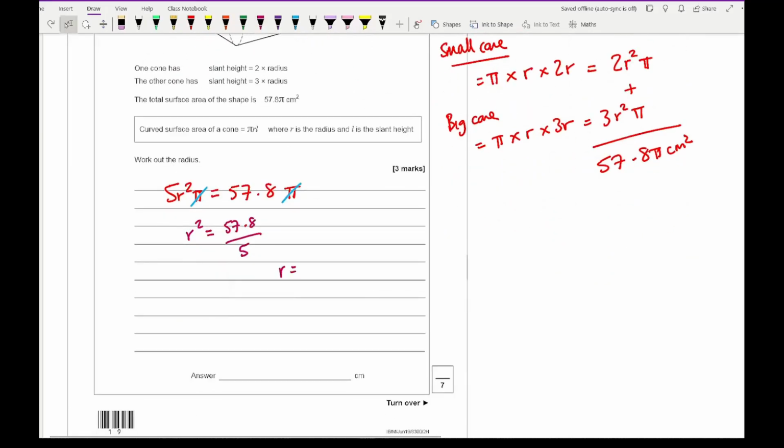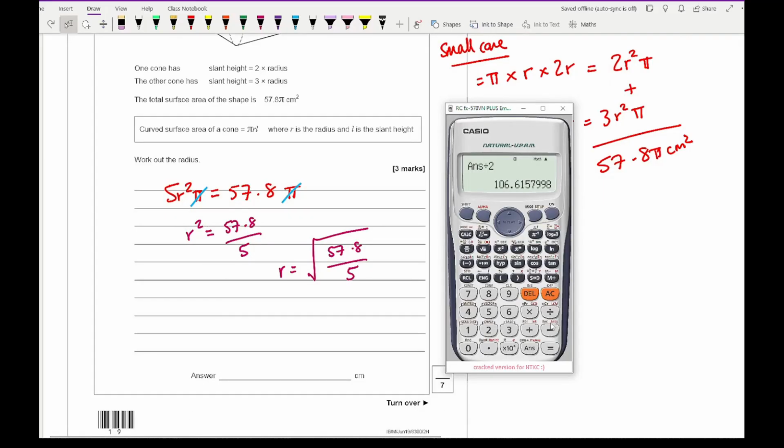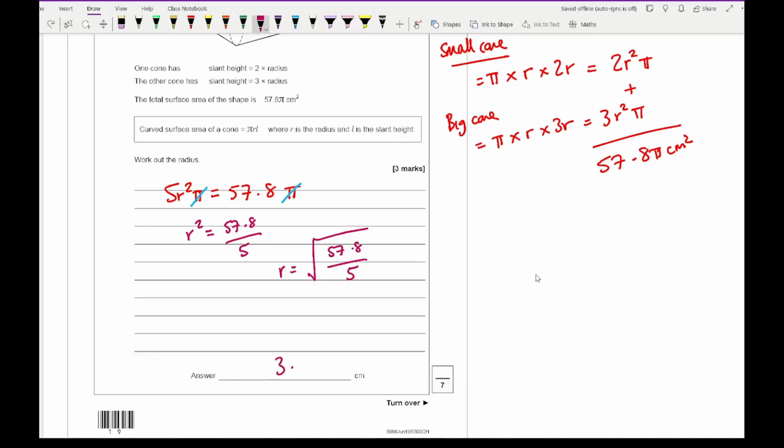is going to equal the square root of 57.8 divided by 5. And again, if I put that into my calculator, so square root of 57.8 over 5, I get a radius of 3.4. Let's just check that.